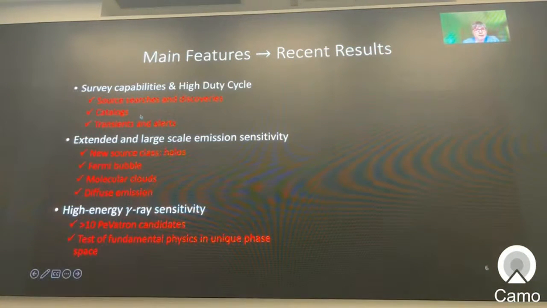So the recent results from PDAs can be grouped, I think, in 3 different groups: the survey capabilities and high duty cycle, so results that come from this feature; extended and large scale emission sensitivity; and then high energy bandwidth sensitivity, leading to measurements in unique phase spaces, for example.